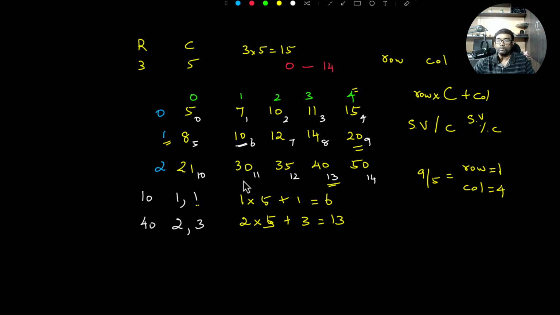Let us consider one more example, 30. For that, the single integer value is 11. So 11 by C is equal to 2, so the row index is equal to 2. And the column index is 11 modulo 5. The remainder is 1. So you can see 2, 1. The row index is 2 and col is 1. So this is the formula to use.